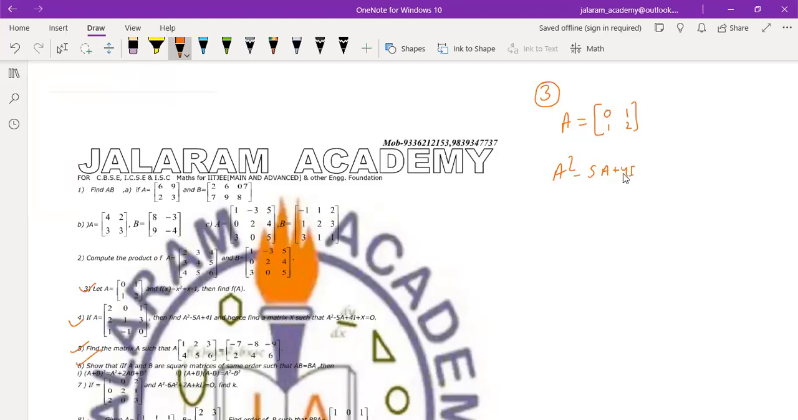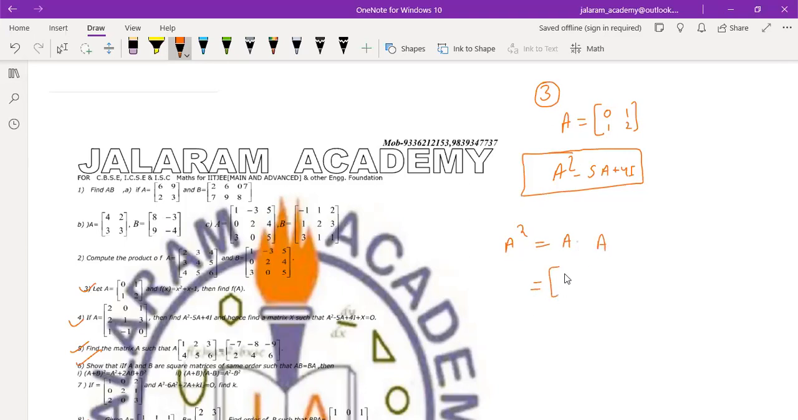We have to find A square minus 5A plus 4I and hence find a matrix X such that A square minus 5A plus 4I plus X equals to O. So first of all, we find the value of A square minus 5A plus 4I. And for this, we have to find A square. A square means A into A.